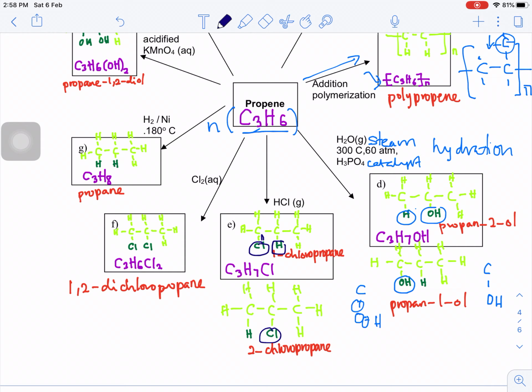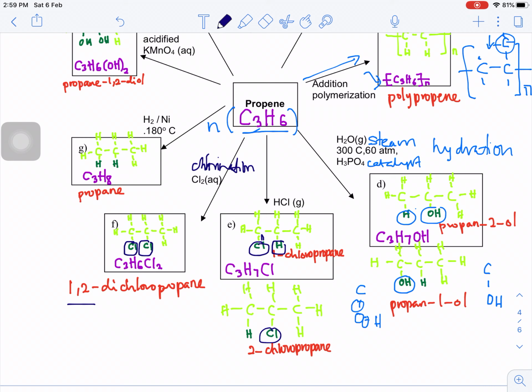Next, propene react with chlorine. So, this one namanya chlorination. Di bawah nama halogenation general dia. So, apa yang berlaku bila double bond buka, satu akan terima Cl, satu lagi pun terima Cl. Nama dia 1,2-dichloropropane sebab ada 2 kloro.